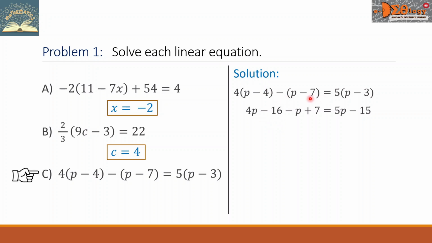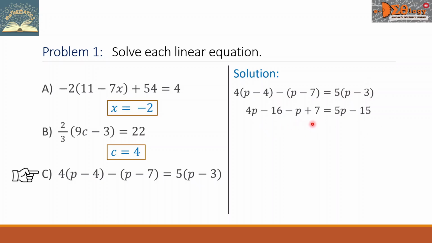For the second group, we remove the grouping symbol. But this is a negative sign. We change the signs of all the terms inside. So the p here becomes negative p. The negative 7 becomes positive 7. Equals the right side. 5 times p is 5p. 5 times negative 3 is negative 15.